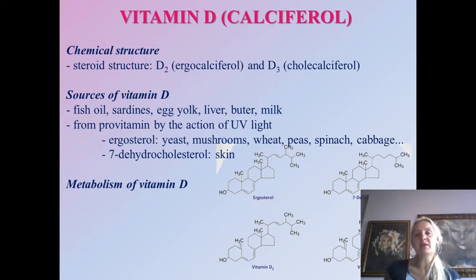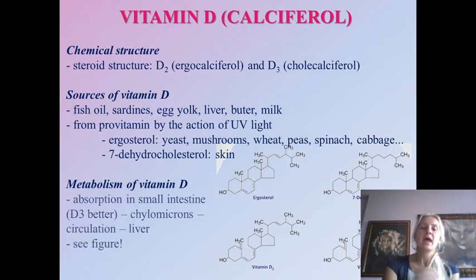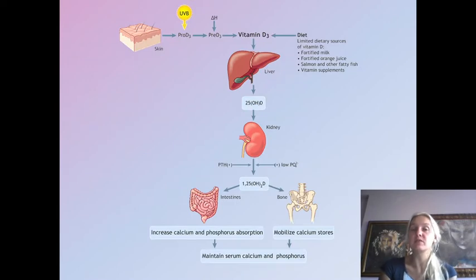Speaking about the metabolism, it follows the same pattern. So it's absorbed from small intestine, together with all other lipids and liposoluble vitamins. It's incorporated in the form of chylomicrons in enterocytes, and then it's released to portal circulation, transported to liver, and then further on is subjected to certain chemical modifications.